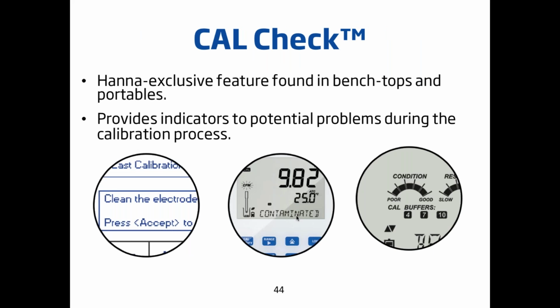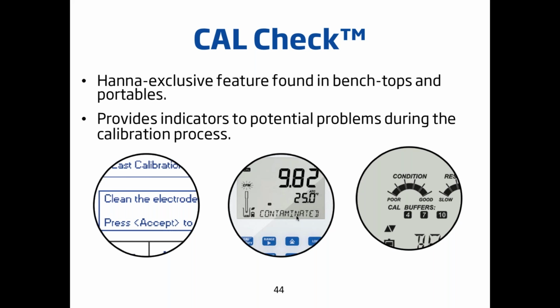So calibrating can seem kind of daunting, especially if you're not currently measuring pH in-house. There are certain meters, such as Hanna, that offer some diagnostics that take the guesswork out of calibration. So Hanna's program is called CalCheck. It's an exclusive feature that provides indicators to potential problems during the calibration process.